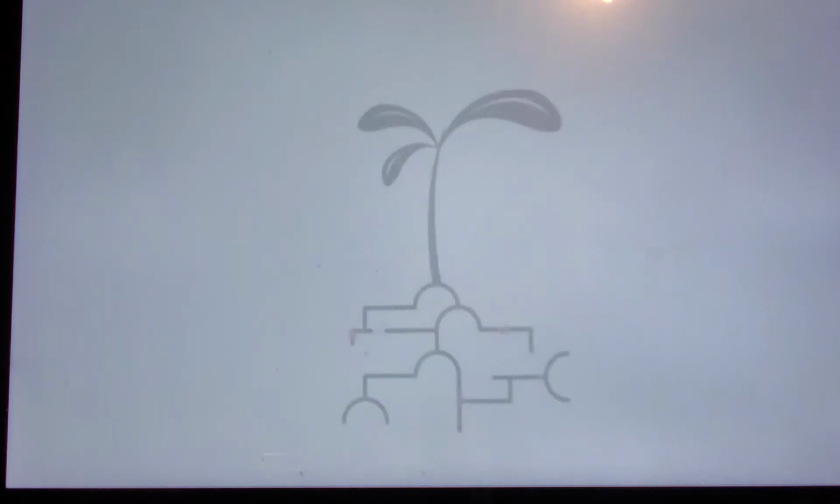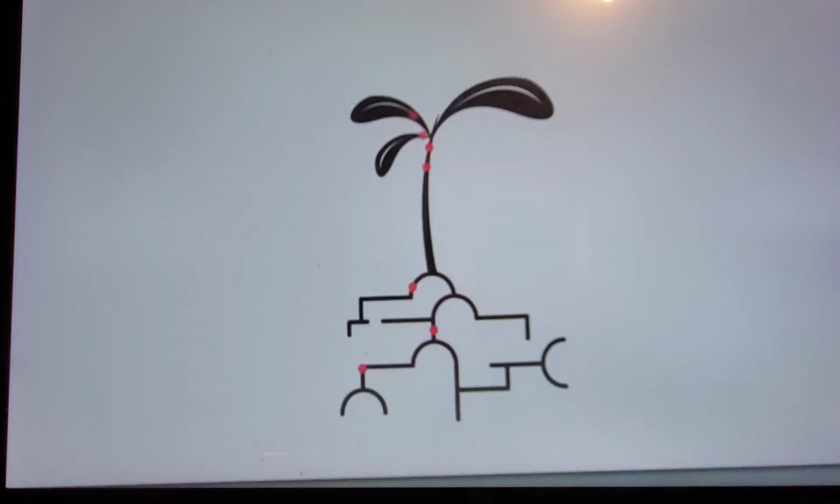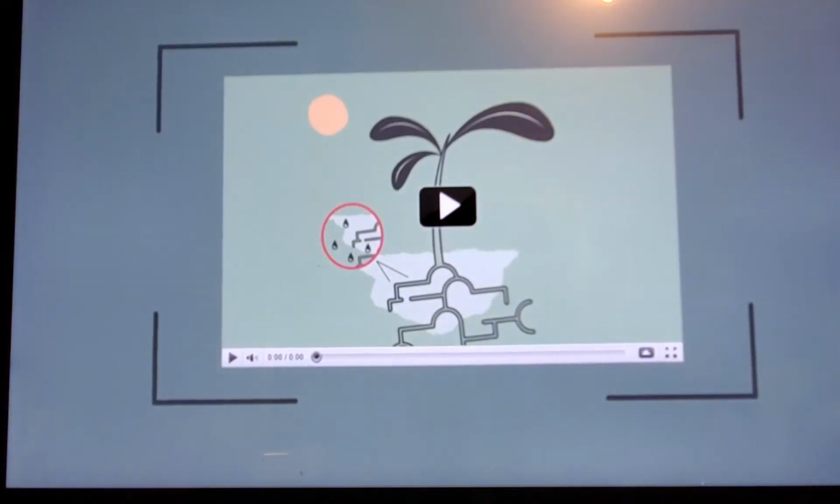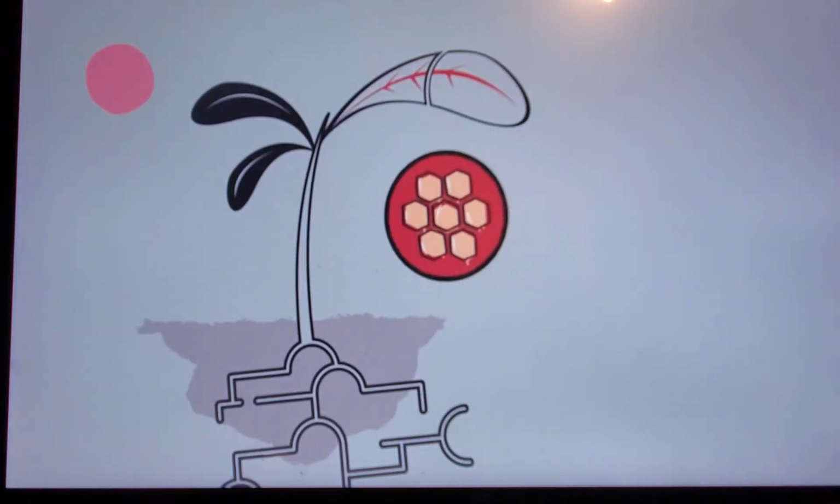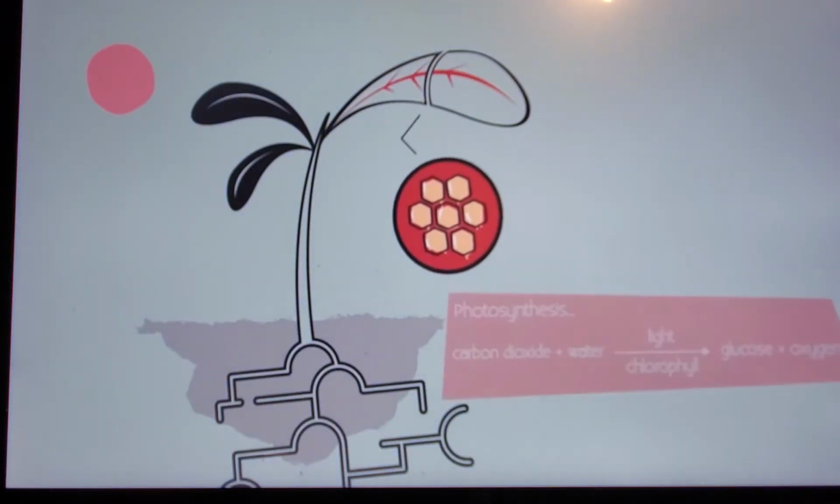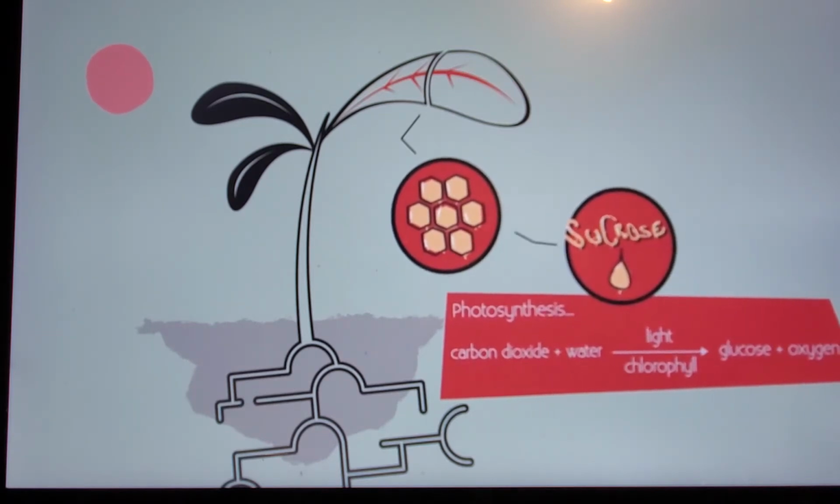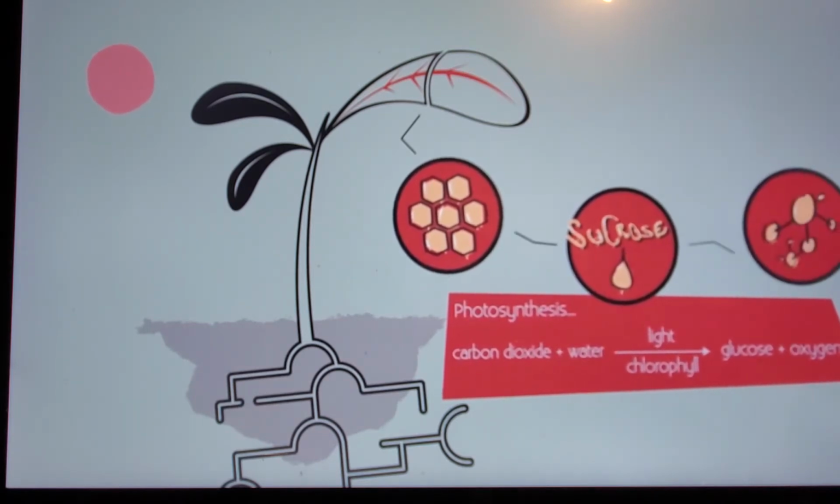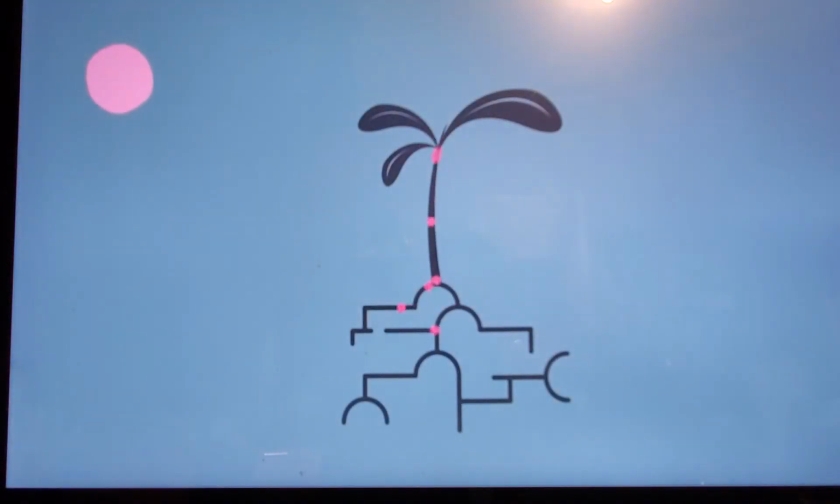The phloem uses active transport to transport the food nutrients like glucose and amino acids around the plant. If you have forgotten how that works, watch our video on diffusion, osmosis, and active transport first. Glucose is made in the leaves by photosynthesis. Glucose is converted into sucrose in the leaves, which then enters the phloem vessels, as do amino acids. They then need to be transported around the plant to every single cell.